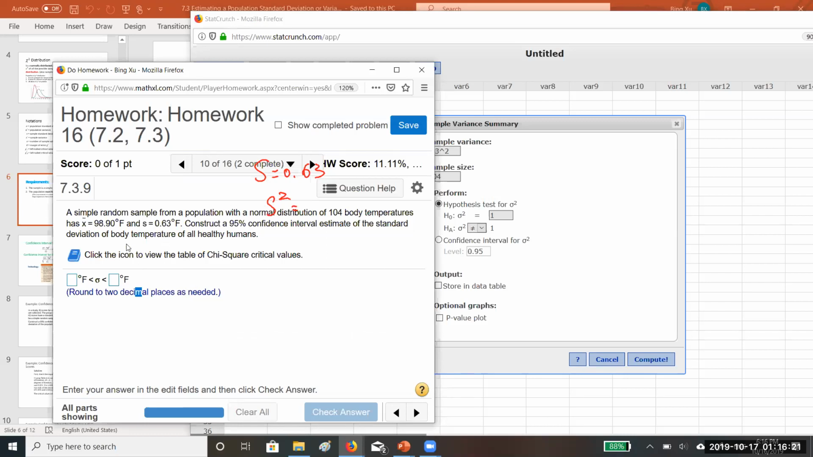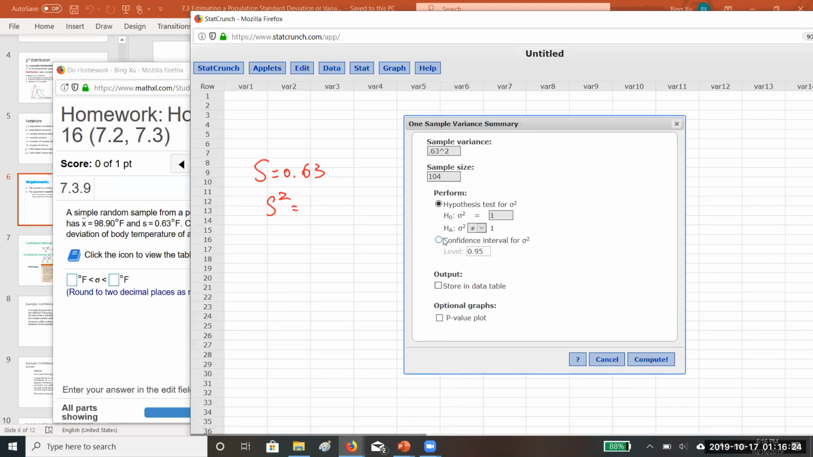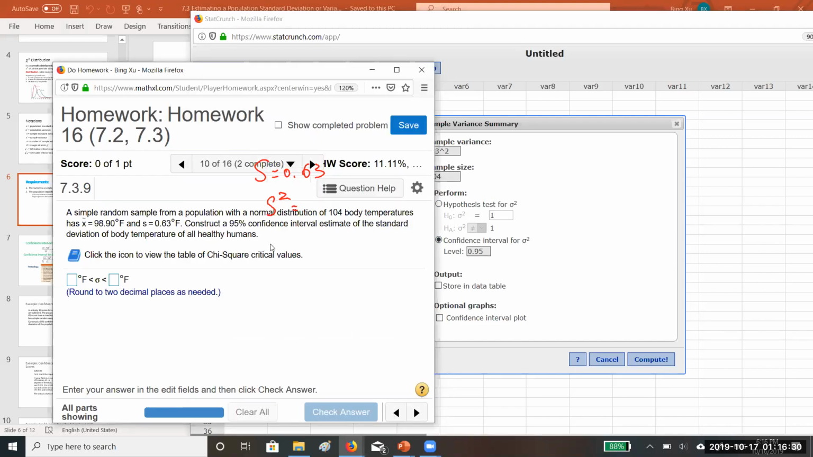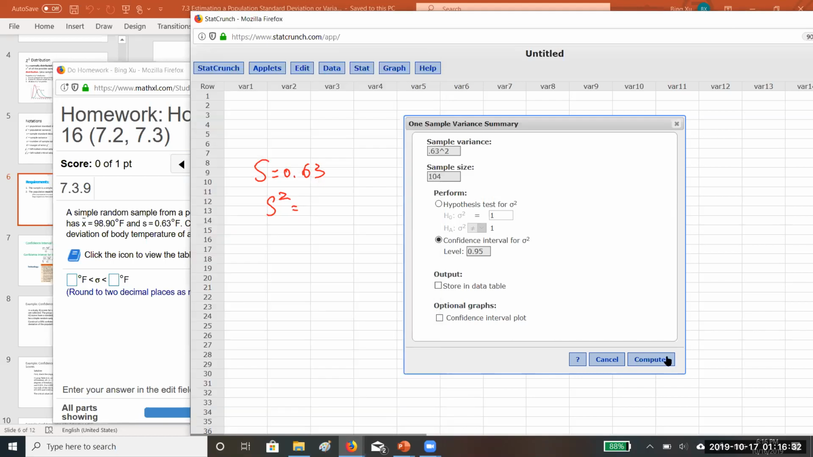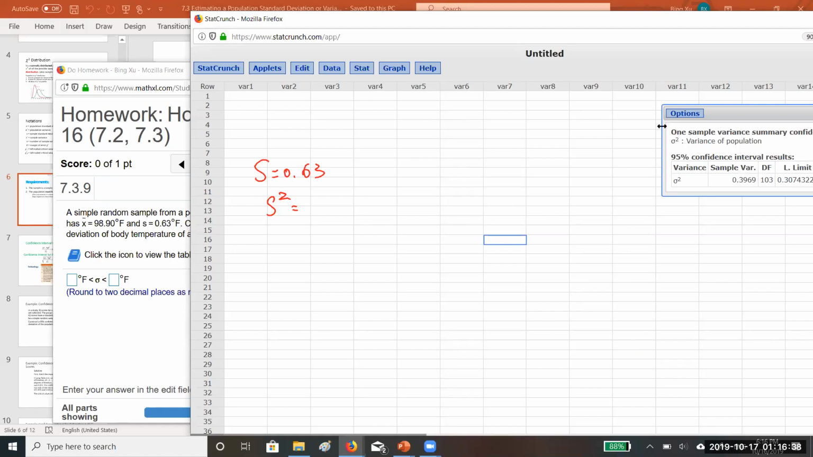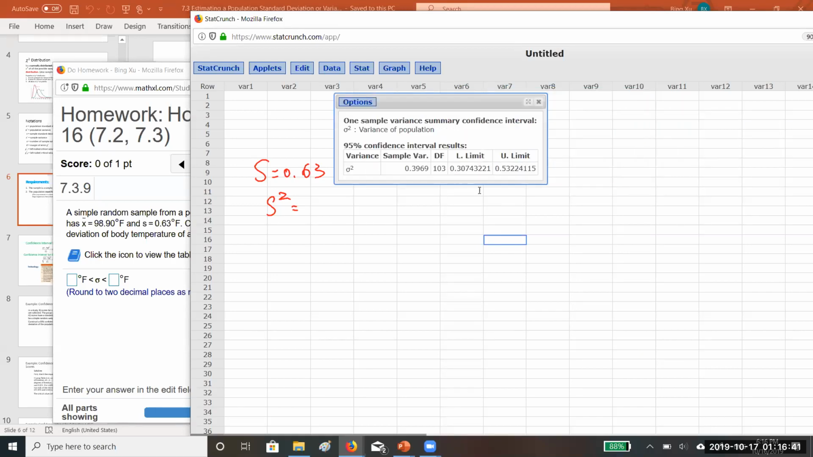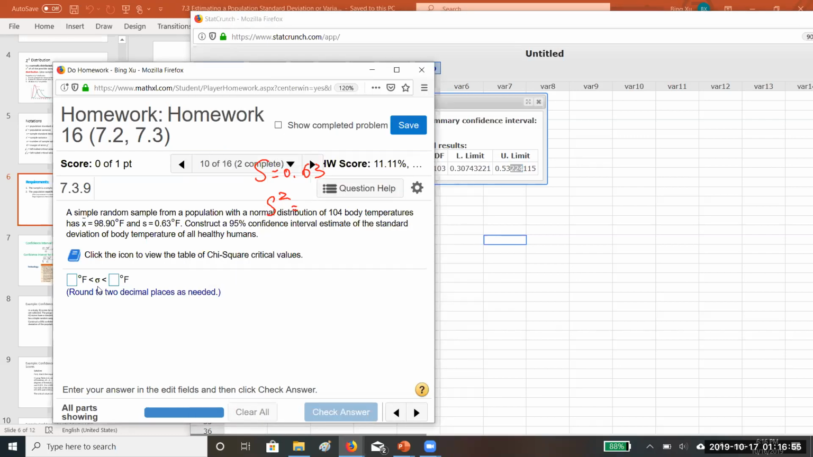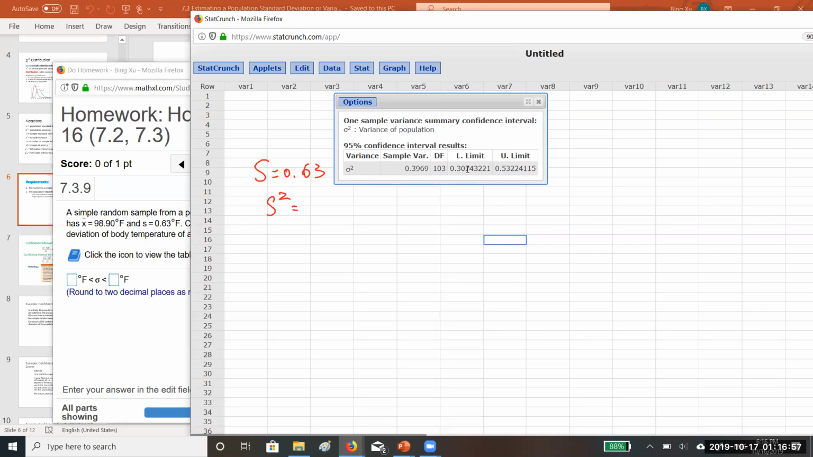And then what else do I need? Confidence level right here. My problem is 95. Okay, good. Compute. It's right here. You have the lower limit and upper limit, but this is the limit for the population variance. What you are asked to find is the population standard deviation. So what you need to do is take the square root of these two values.